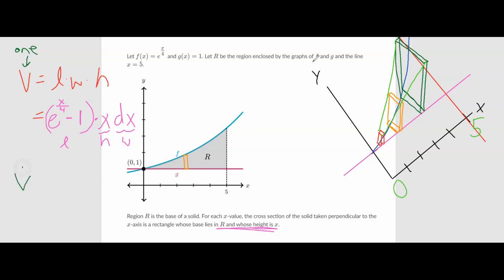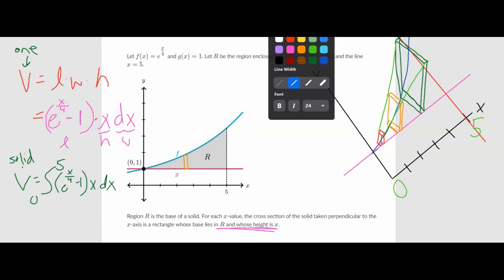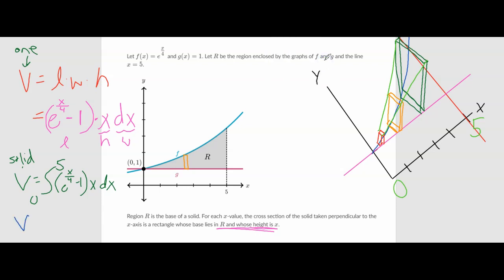If I want to find the volume of the whole solid, it's going to be equal to the integral from 0 to 5 of e to the power of x over 4 minus 1 times x dx. This would be another calculator problem, so we can just punch this right in. We are going to get the volume. Again, pause the video and punch it in yourself just to make sure you can do it correctly. We are going to get a volume of approximately 17.461.